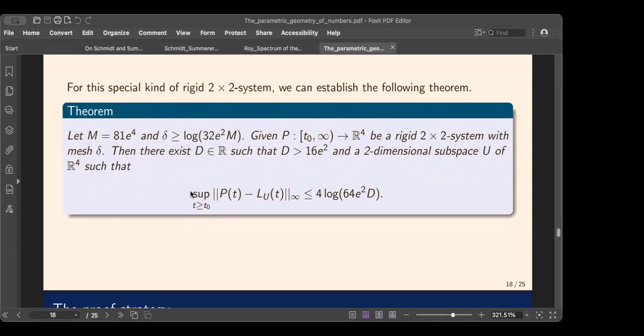Yeah, the formulation is clear, but we say that D is greater than 16E squared. Yes, and it exists. Before this we're given P. Does it mean that the bound is not uniform for different P? Because D is greater than... on what does D depend?